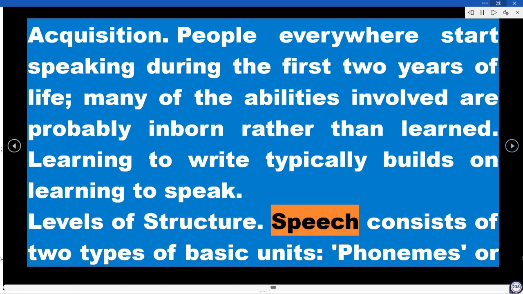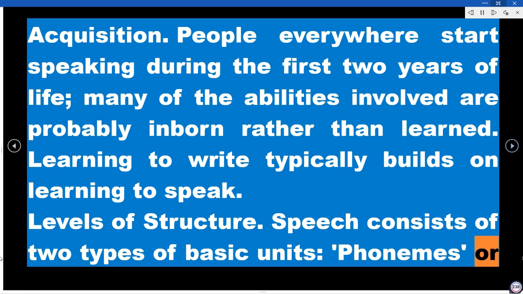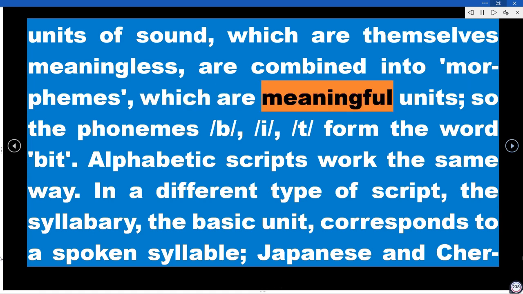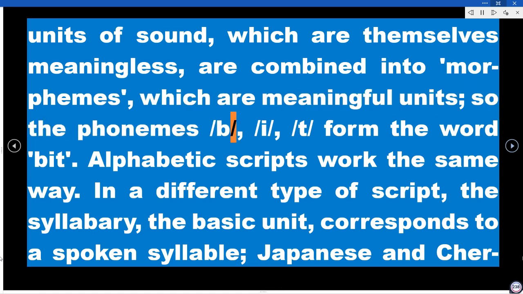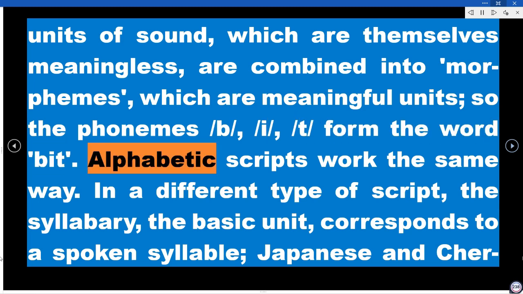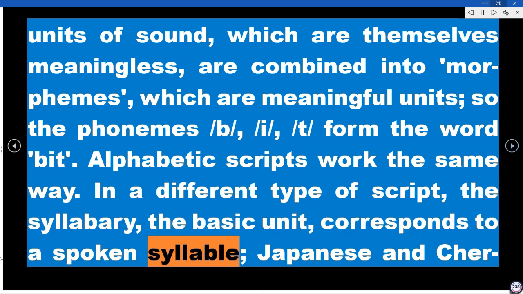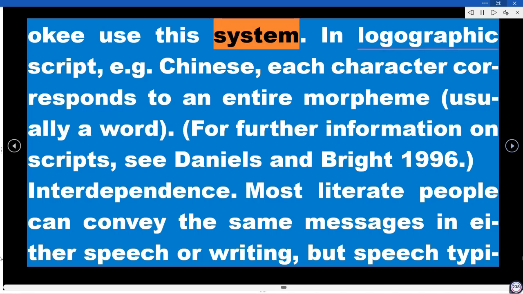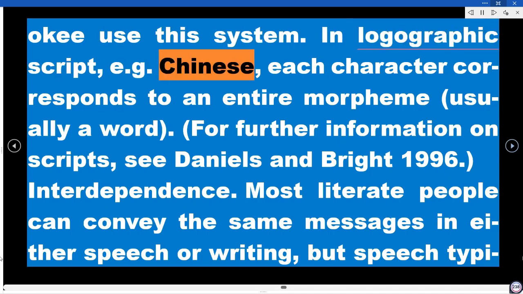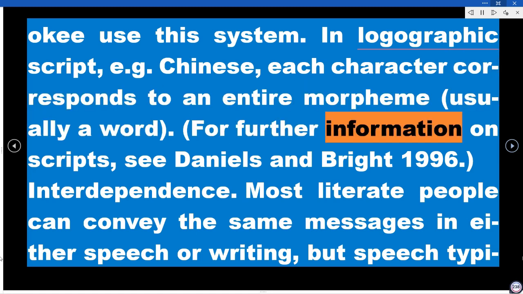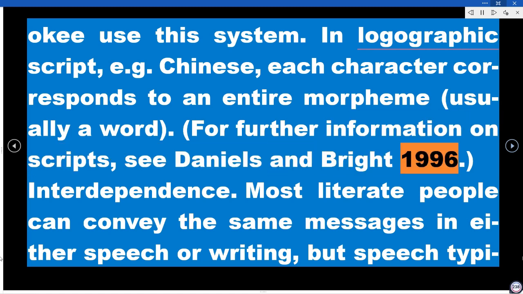Levels of structure. Speech consists of two types of basic units: phonemes, or units of sound, which are themselves meaningless, are combined into morphemes, which are meaningful units. So the phonemes /b/, /i/, /t/ form the word "bit." Alphabetic scripts work the same way. In a different type of script, the syllabary, the basic unit corresponds to a spoken syllable. Japanese and Cherokee use this system. In logographic script, for example Chinese, each character corresponds to an entire morpheme, usually a word. For further information on scripts, see Daniels and Bright 1996.